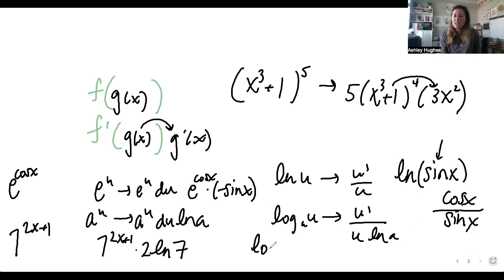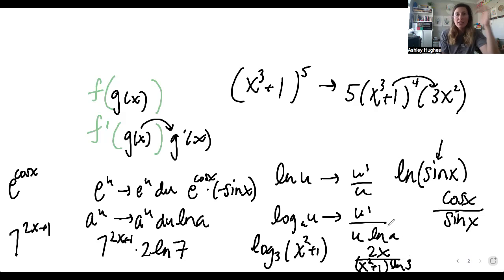If I had a log with a different base, it's the derivative of this stuff, so 2x over the stuff, with the natural log of whatever the base is in the bottom. That's kind of a high level quick recap, but make sure you memorize all of those trig derivatives and that you understand when to do the chain rule, the product rule, the quotient rule, and just always check for the chain rule.